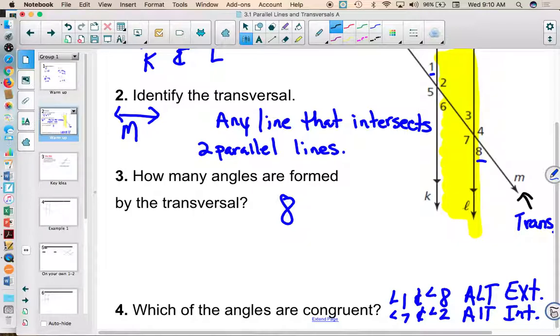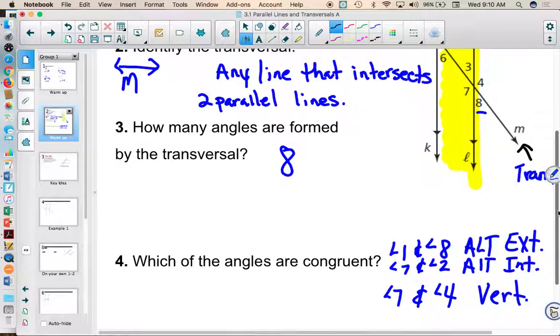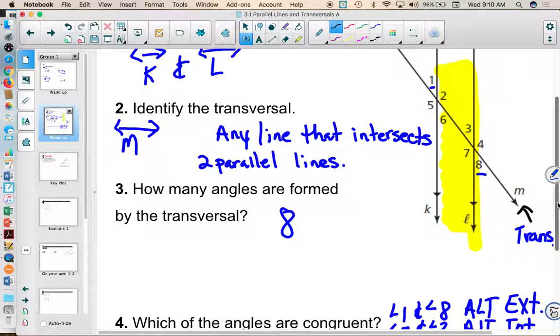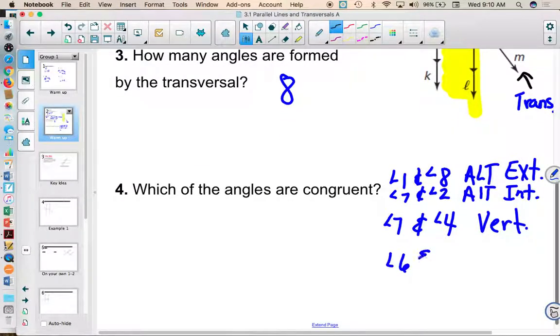Ridley. 7 and 4. Angle 7 and angle 4. Why? They're vertical. There you go. Angle 7 and angle 4 are vertical. I agree with that. They're congruent. What else? What else, Joey? 6 and 3. Okay, what about 6 and 3? They're alternate interior. Angle 6 and angle 3 are alternate interior. Good.